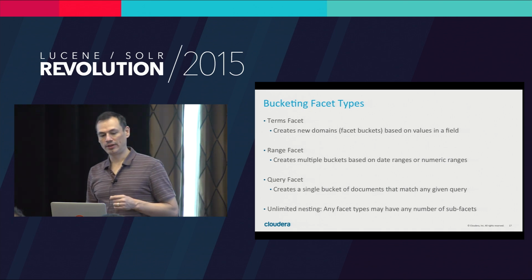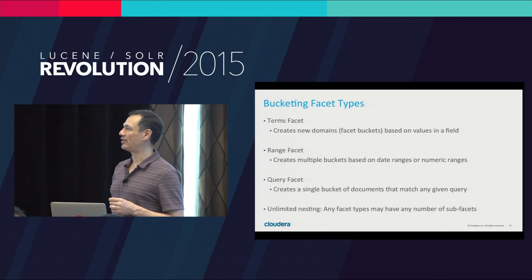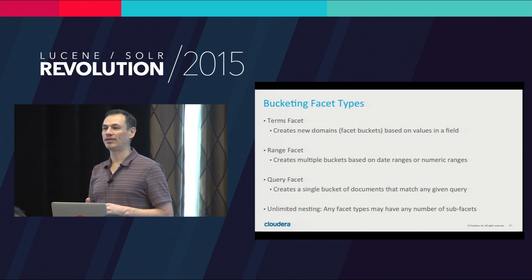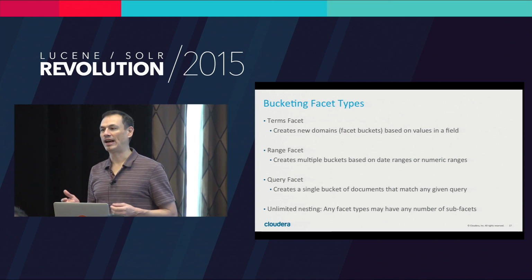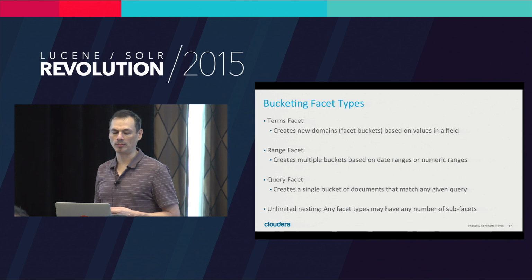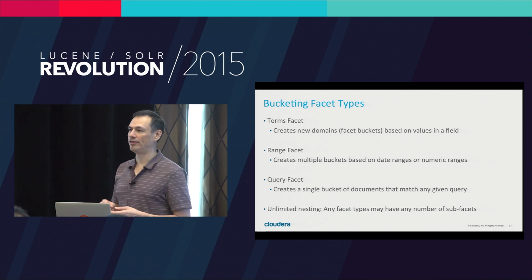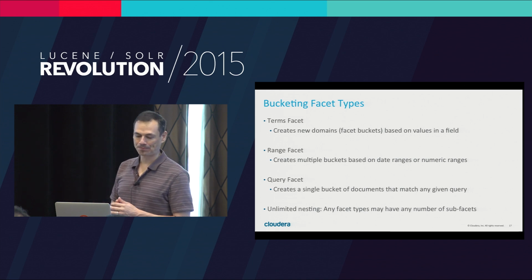So here are the different types of faceting that we can do. We have a terms facet, also known as a field facet. That's the most basic type of facet we have, and probably the most common too. It's just based on the unique values in a field. So that would be like, if you had a colors field, or a category field, things like that.